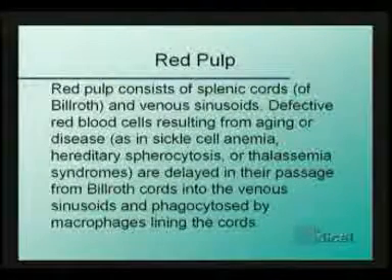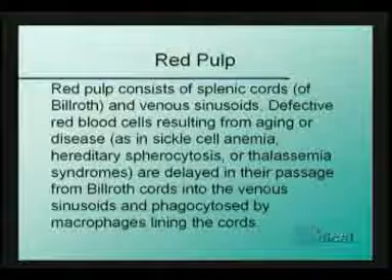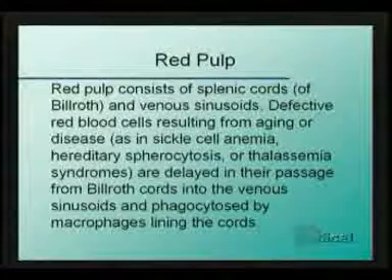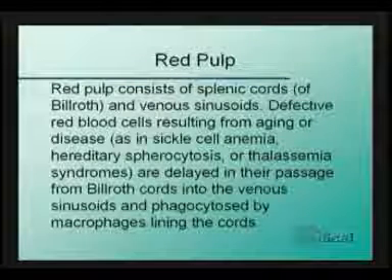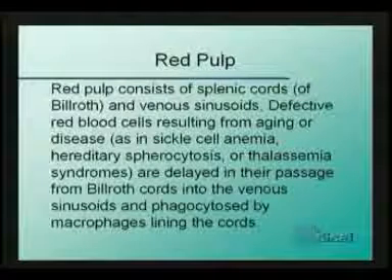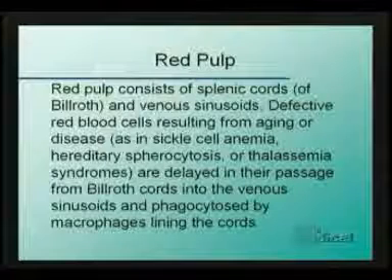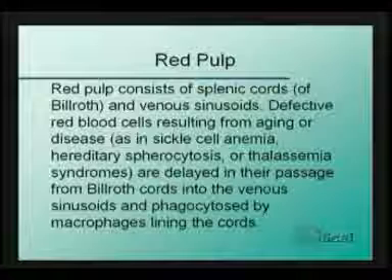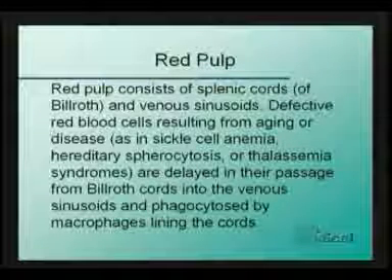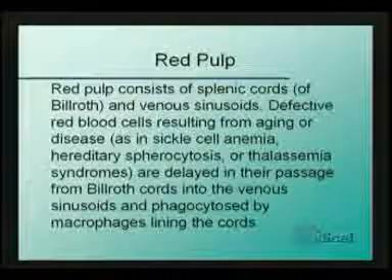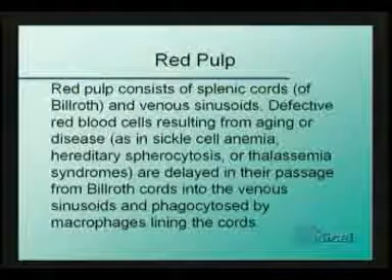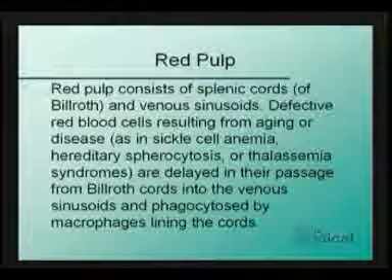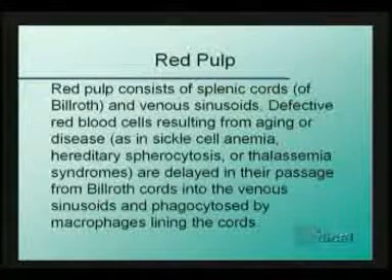The red pulp consists of what we call splenic cords of Billroth and venous sinusoids, and this, as we've alluded to earlier, is the site where defective red blood cells are filtered out of the bloodstream. Also, this is a site where defective red blood cells, as seen in cases of sickle cell anemia, hereditary spherocytosis, or thalassemia syndromes, are delayed in their passage from the open circulation back into the venous sinusoid and phagocytosed by macrophages that line these Billroth cords.